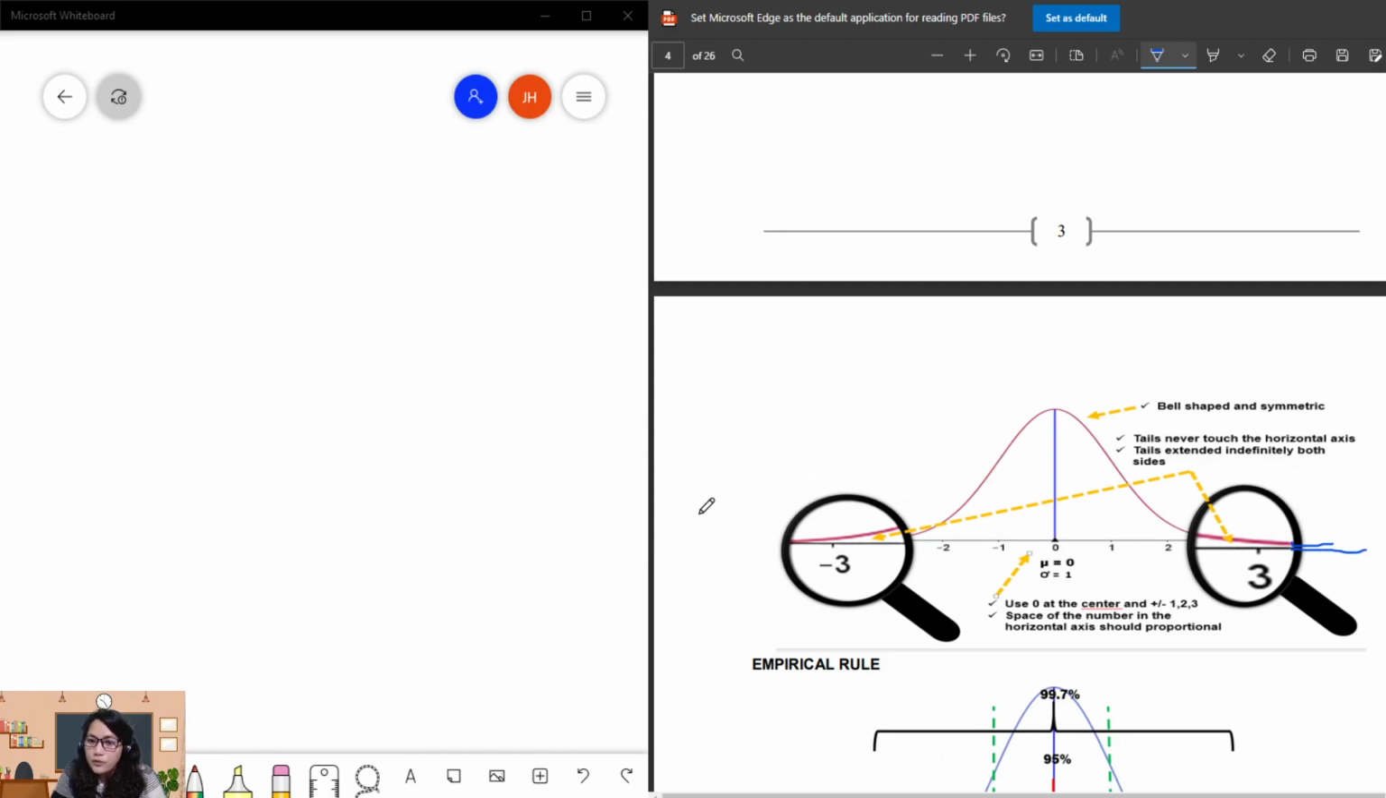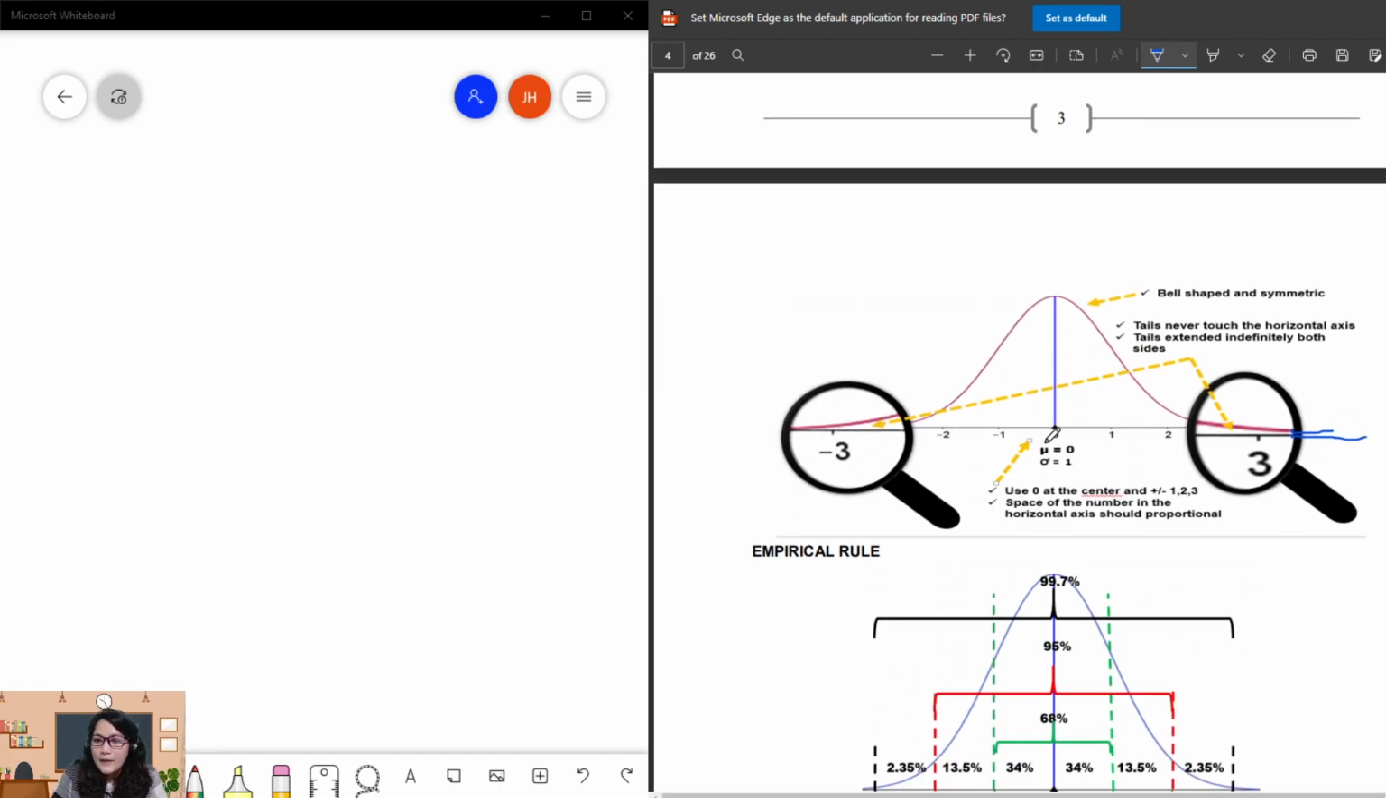Okay? So both sides, right? Then the mean here is 0 and the standard deviation is 1. How did you get the standard deviation? Because it is here. So 1 plus 1, that is 2, then 3. So the standard deviation, meaning the scattered part, is 1.